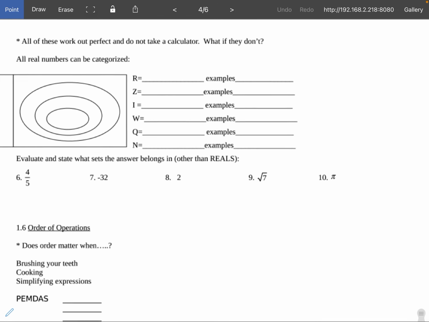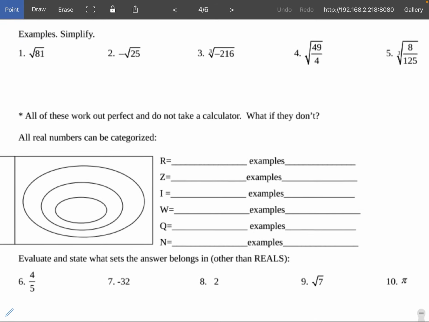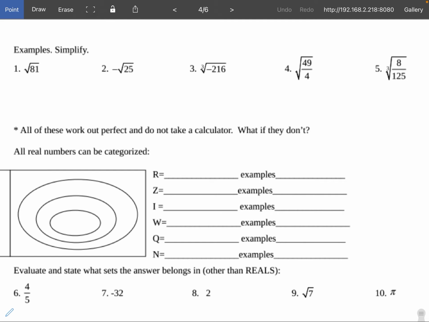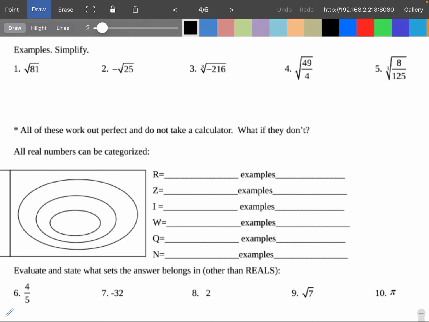Okay, so we're going to start out with these 5 examples at the top that we left off yesterday. You guys can help me with these. So number 1, what's the square root of 81? 9. That one's 9.